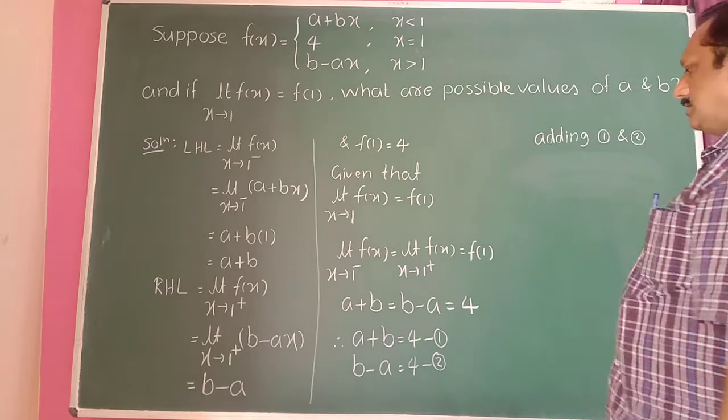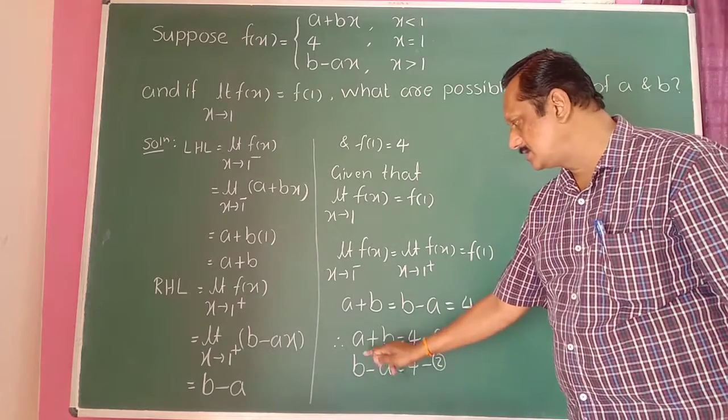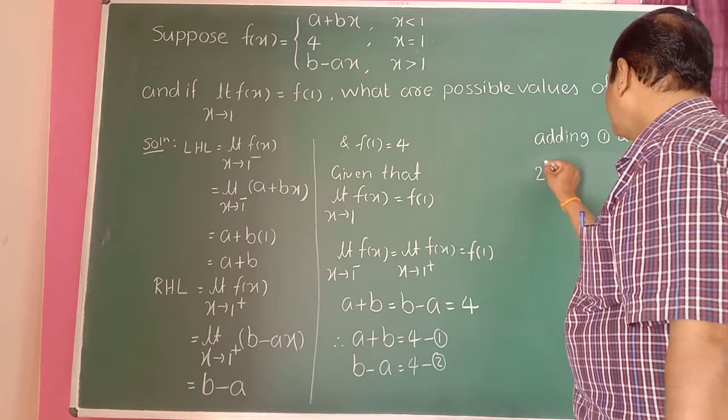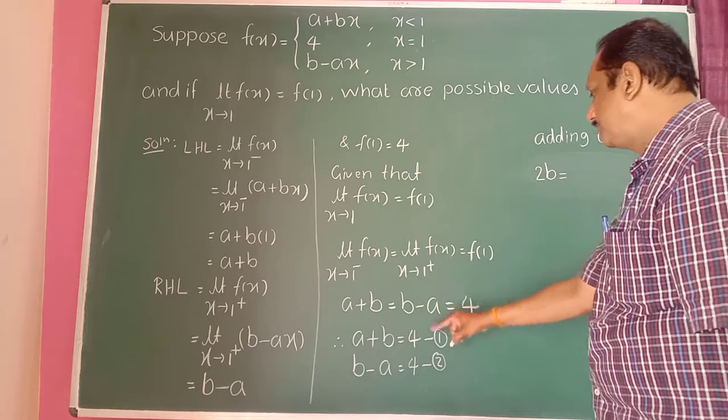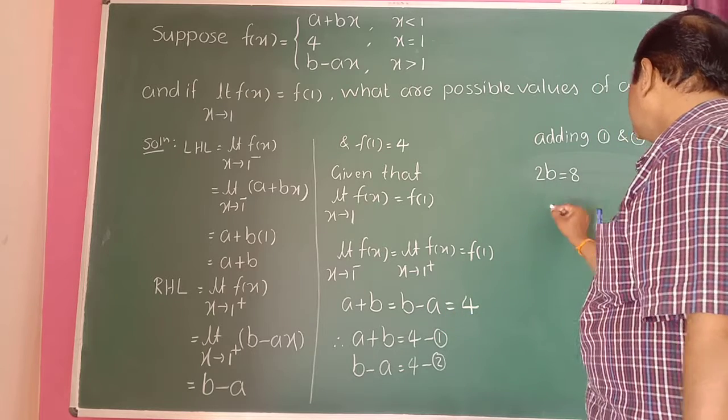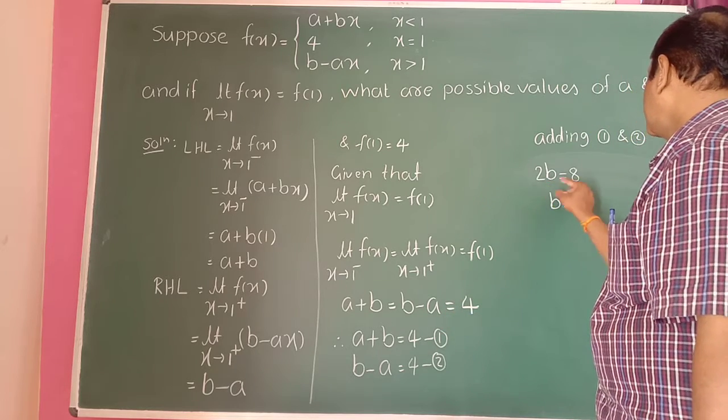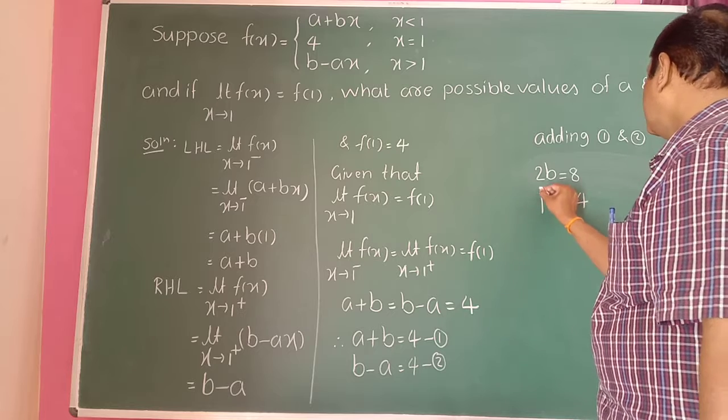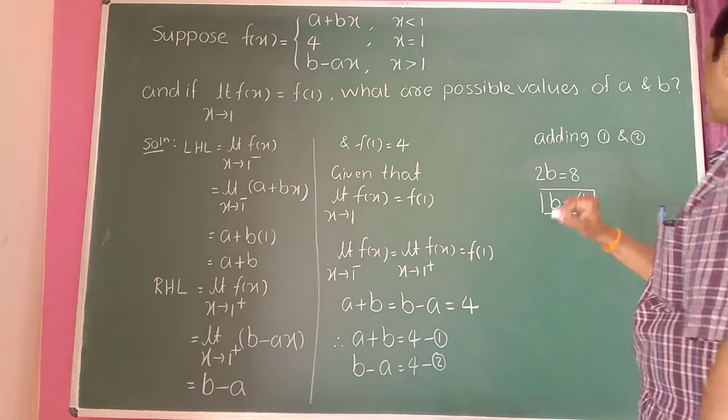Adding equations 1 and 2: minus a plus a cancels, b plus b becomes 2b, is equal to 4 plus 4, which becomes 8. Therefore, b is equal to 8 by 2, the 4s... therefore, the value of b is 4 here.